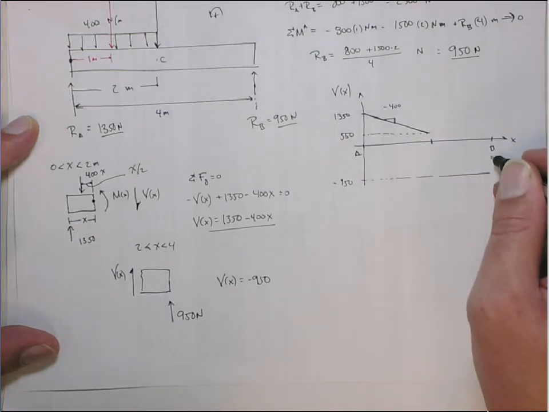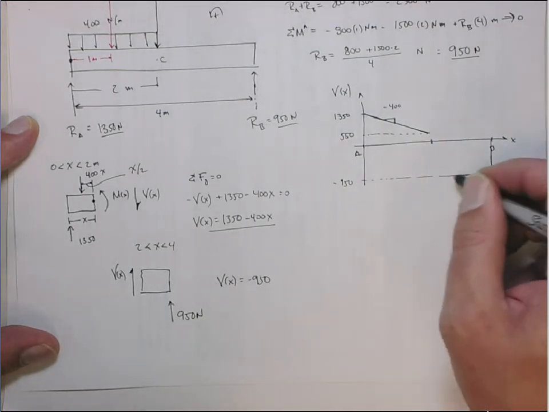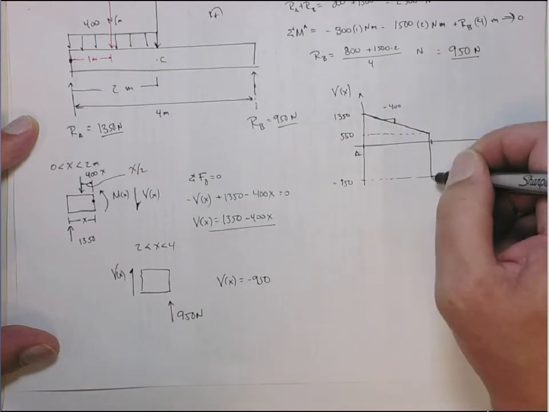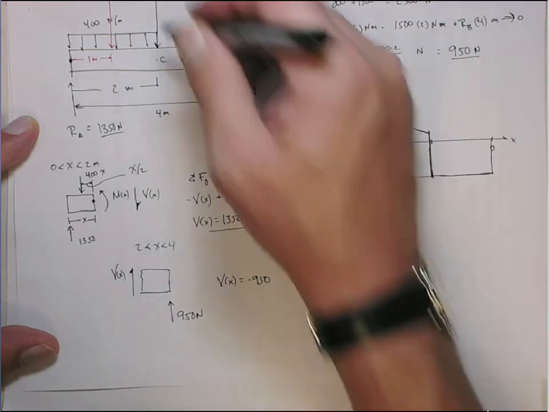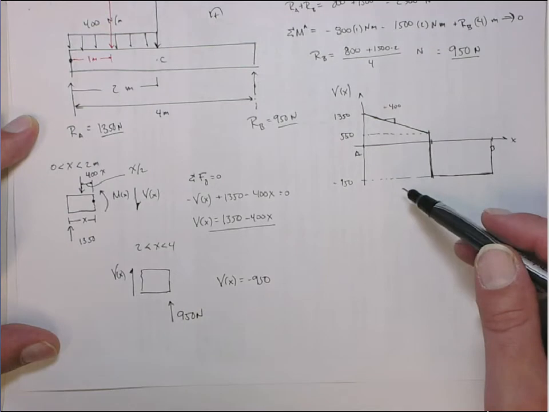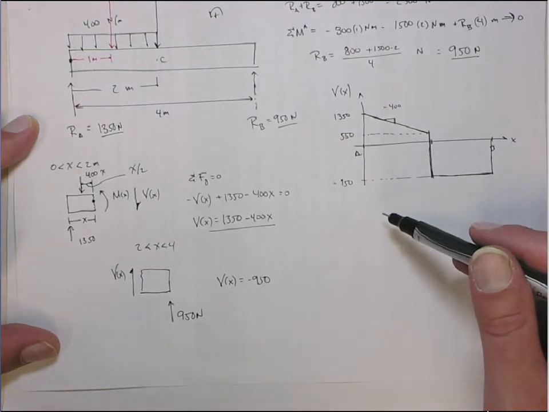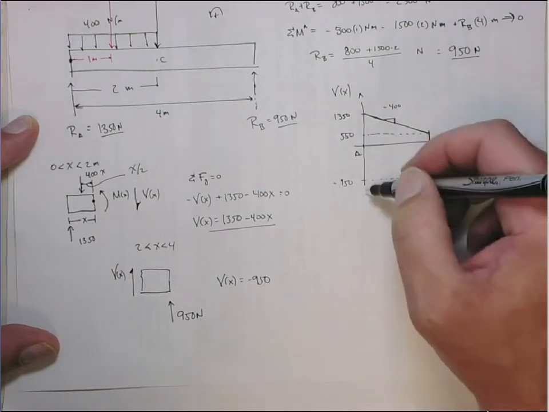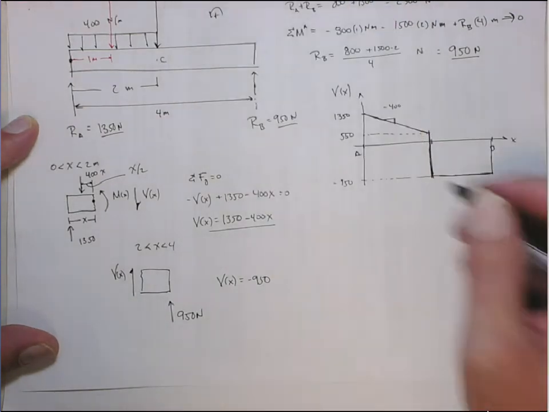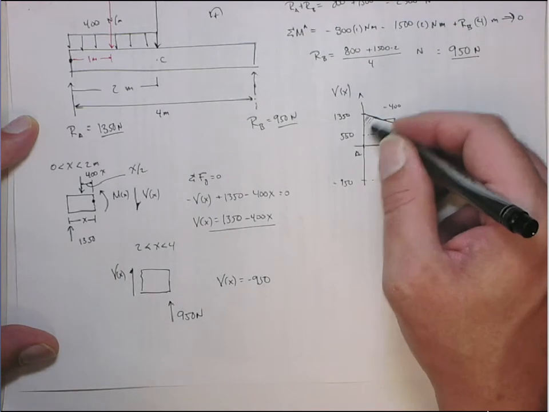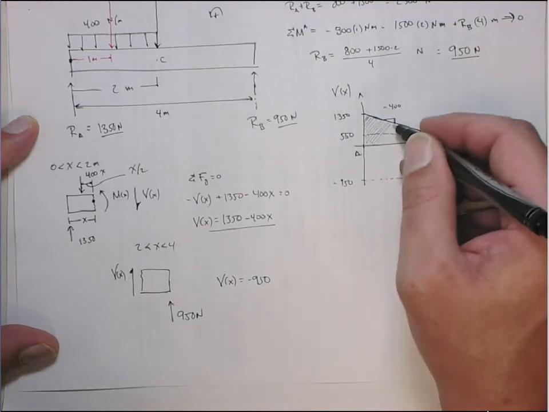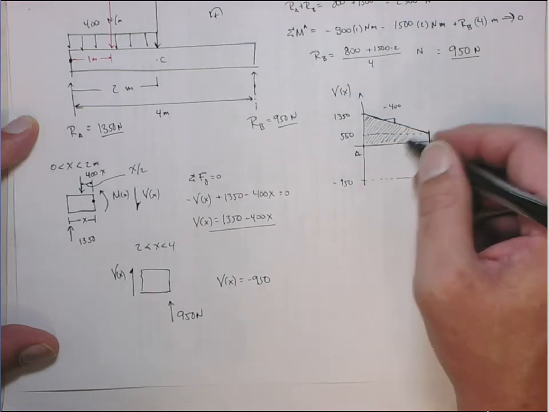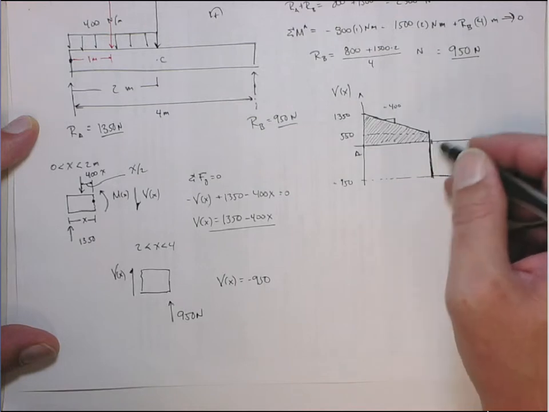And it's going to have a constant value. So it's going to drop down like this, constant value, and then it jumps up here. And this delta is going to be 1.5 kilonewtons. Right, 1.5 kilonewtons. That's the jump value. So here is, in this particular case, the shear diagram, right?